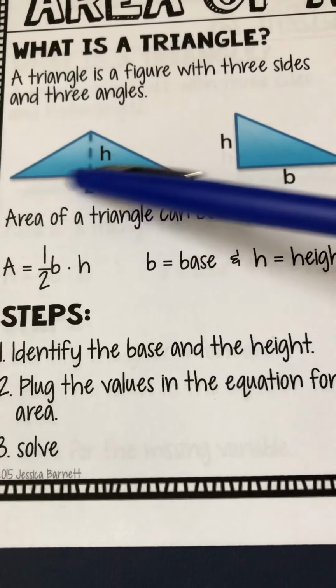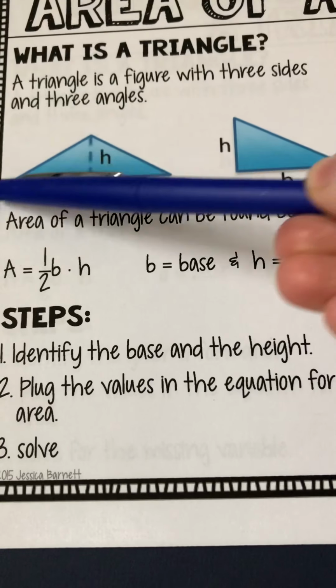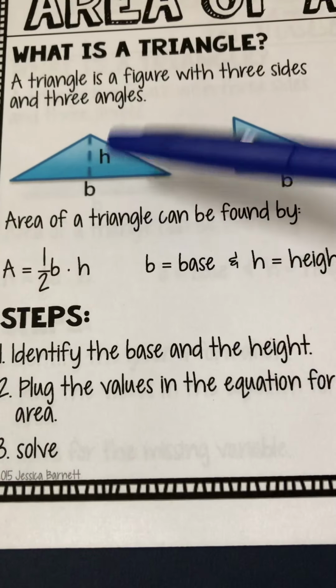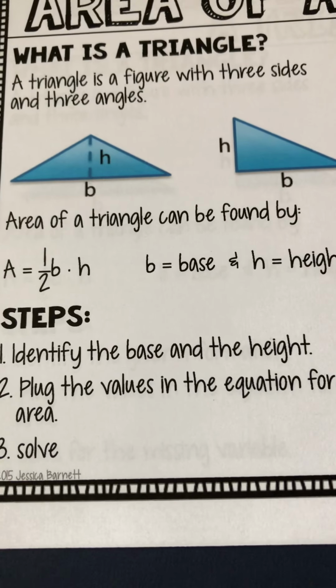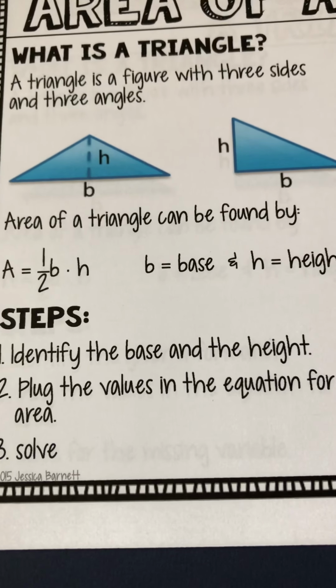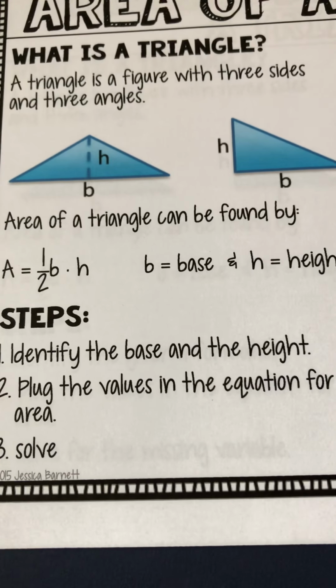Okay, so we have a base, we have this side, and we have this side. The height, notice, is perpendicular to the base. It's a 90-degree angle, right? So this is a right triangle because it has a right angle. Triangles are classified in different ways. We'll learn more about that later.